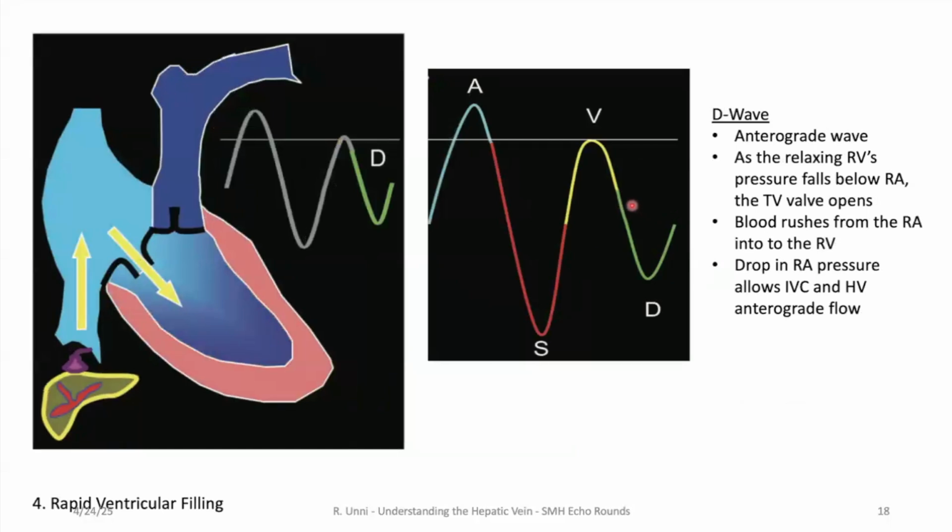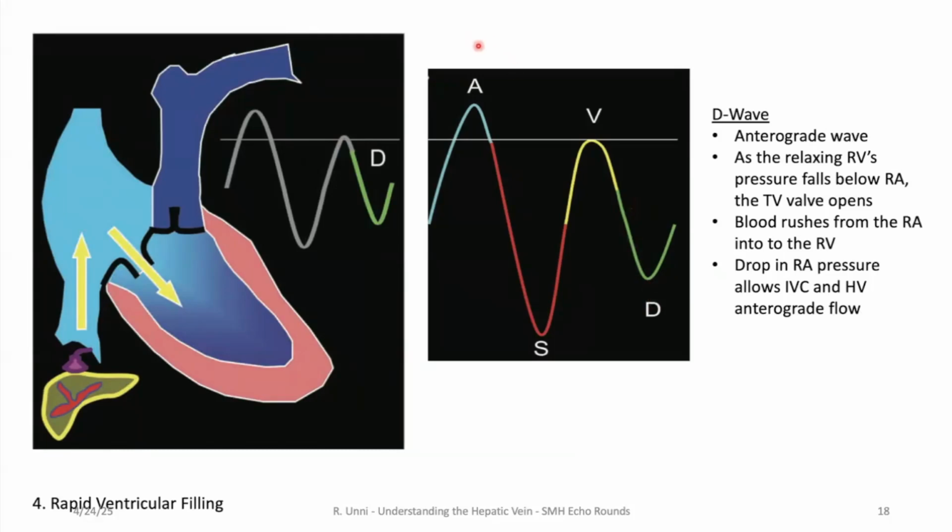Finally, as the right ventricle continues to relax and the pressure inside the right ventricle falls below the RA, the tricuspid valve opens, blood rushes in from the RA into the right ventricle, and that again allows for anterograde flow, and so you get this D wave, which again allows IVC and hepatic vein anterograde flow.